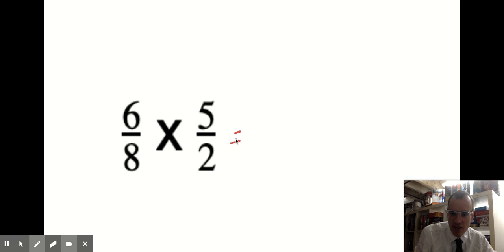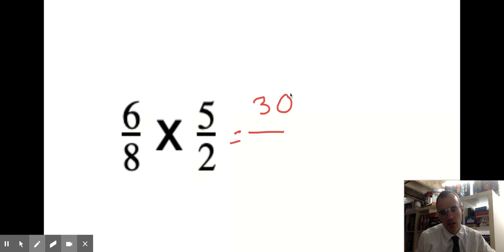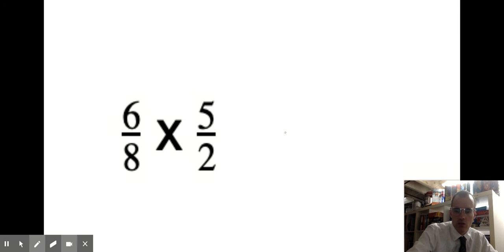6/8 times 5 halves. Remember, you're multiplying tops, you're multiplying bottoms, and then you're just walking away. Walk away. 6 times 5 equals 30. 8 times 2 equals 16. Boom, move on to the next one.